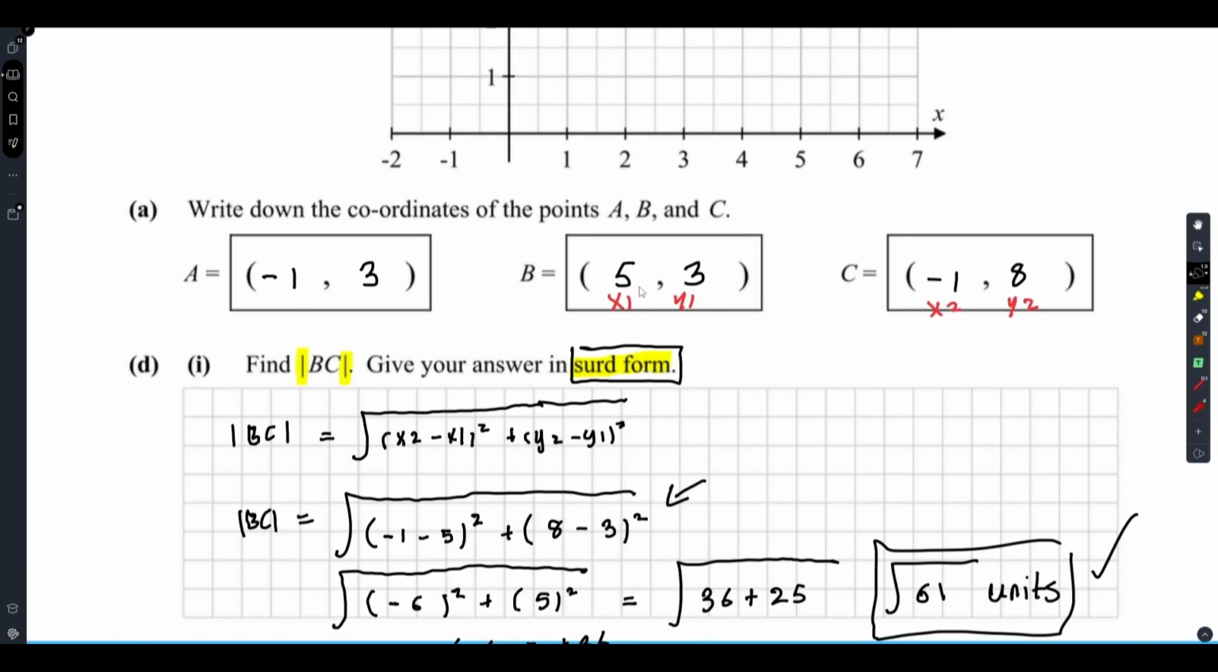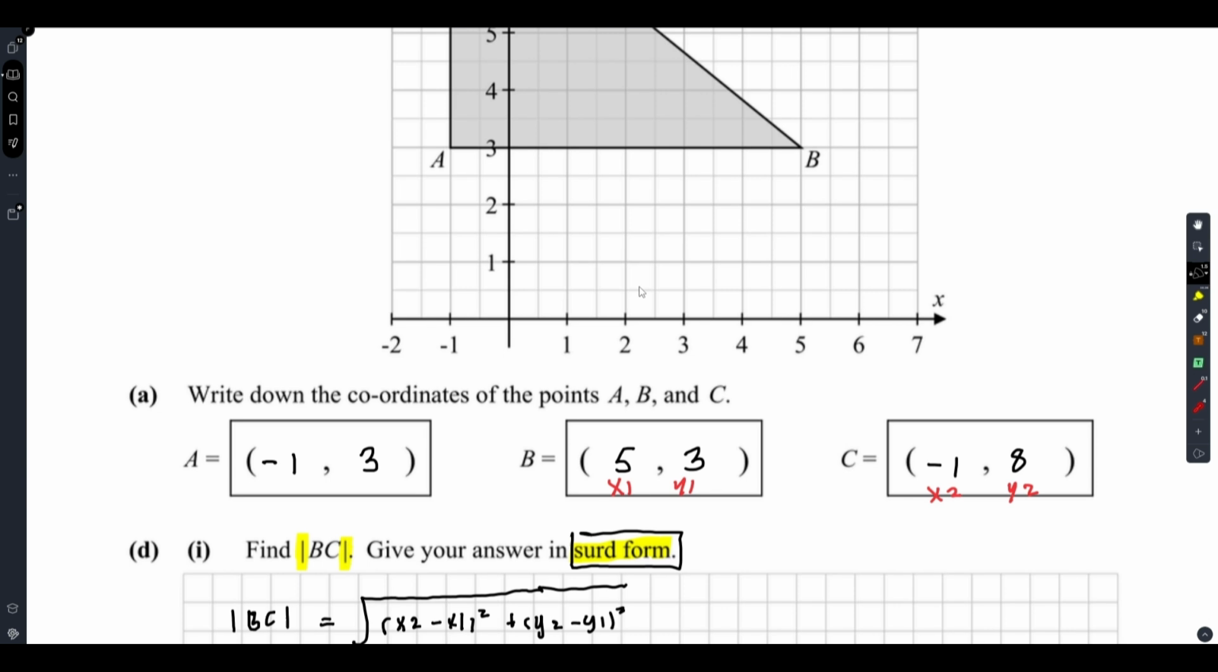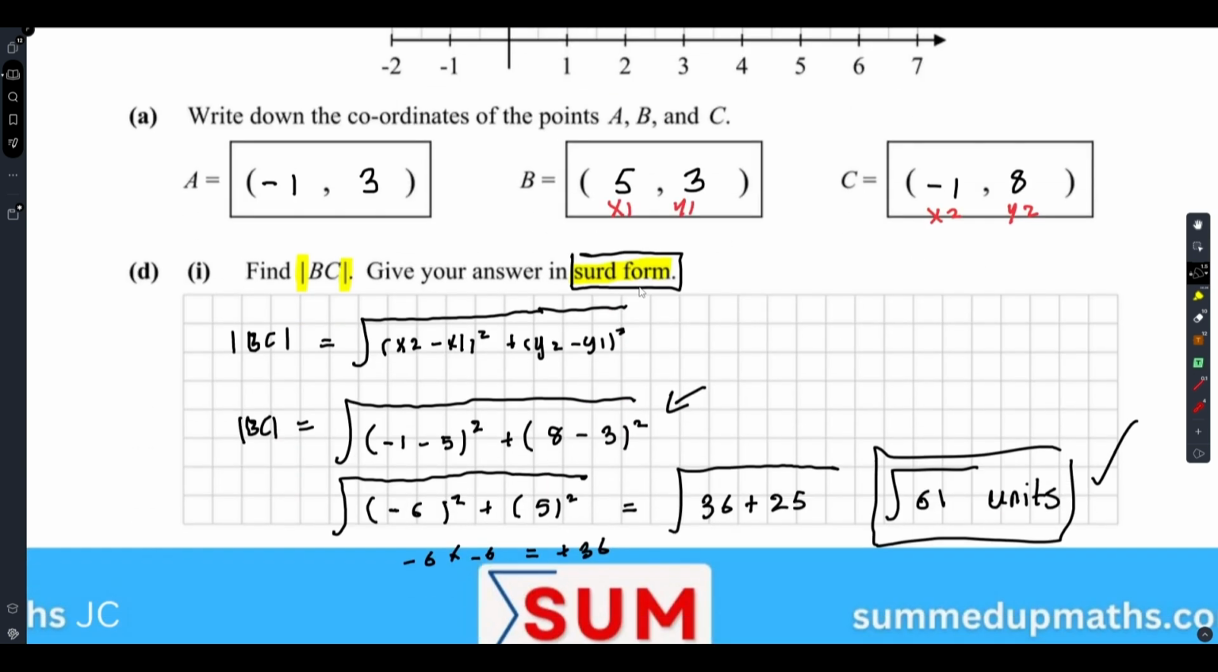If we want to find the distance between the 2 points, we need the coordinates of the 2 points we're trying to get the distance from. So we're trying to get the distance from B to C. We know the coordinate B is 5, 3. C is minus 1, 8. So we just call one of them x1, y1, the other one x2, y2. Once we've done that, we sub everything into the formula.